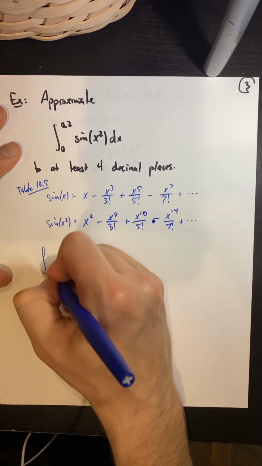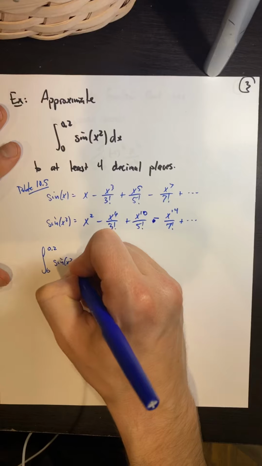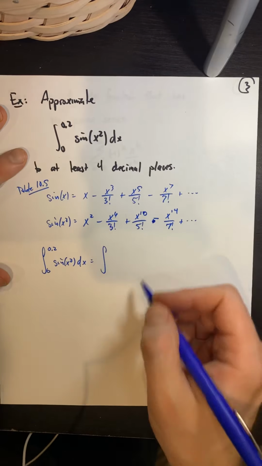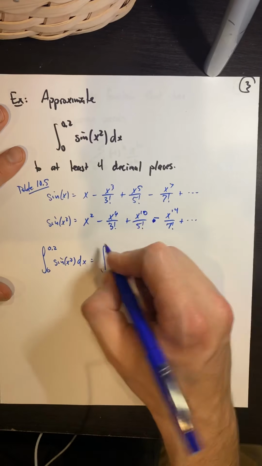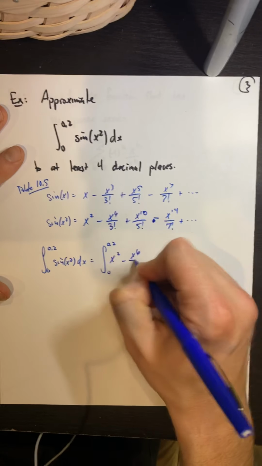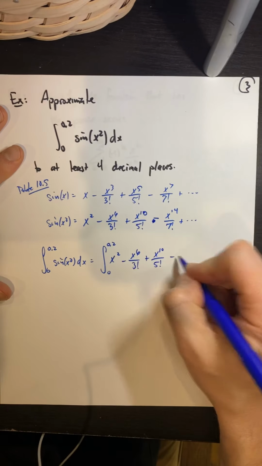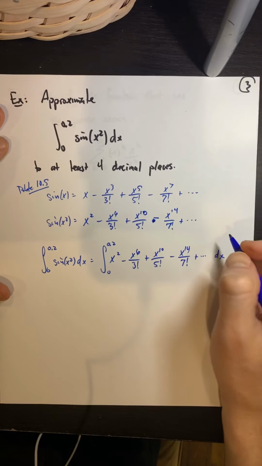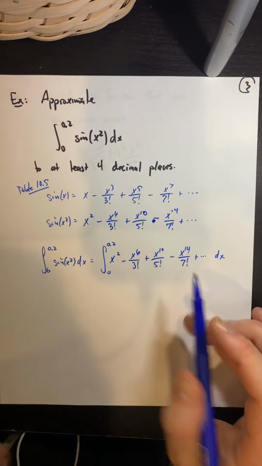So if I wanted to do the integral from 0 to 0.2 of sine of x squared dx, I can do the integral of the first couple terms, and this will give me a good approximation. In fact, I'll be able to approximate it to 4 decimal places by only doing the first couple terms. So I would do 0 to 0.2 of x squared minus x to the 6th over 3 factorial plus x to the 10th over 5 factorial minus x to the 14th over 7 factorial plus and so on, and then dx. So I'm really evaluating the integral of an infinite polynomial here, but you'll see that I really only have to do a few terms.